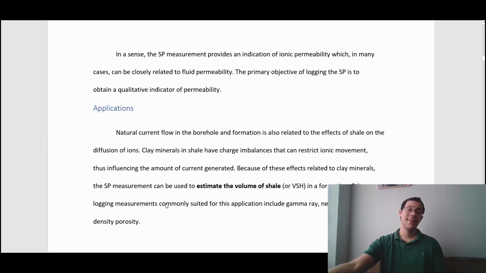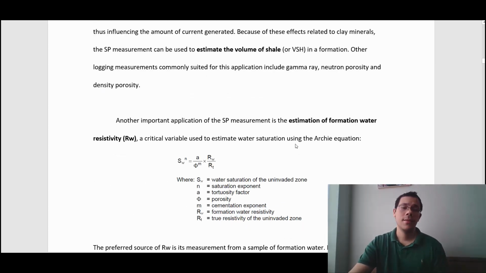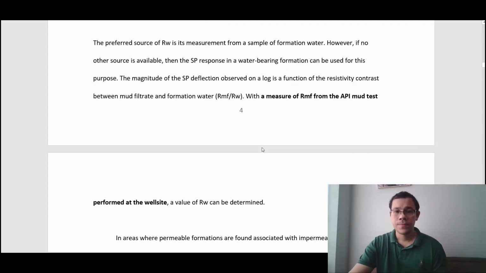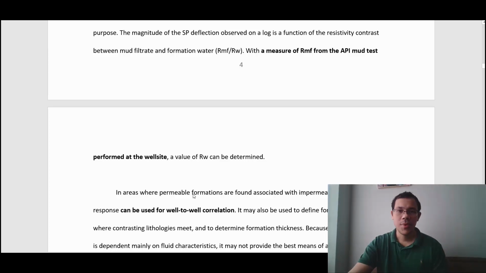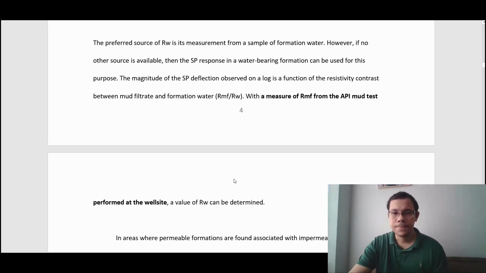So you can have an idea that it is a really small voltage. But why run an SP? What is the purpose? Its applications. Well, you can use it to estimate the volume of shale. You can have an estimation of water resistivity. And it can also be used for well-to-well correlation, although we would prefer a gamma ray to do that well correlation, but we'll cover that later.